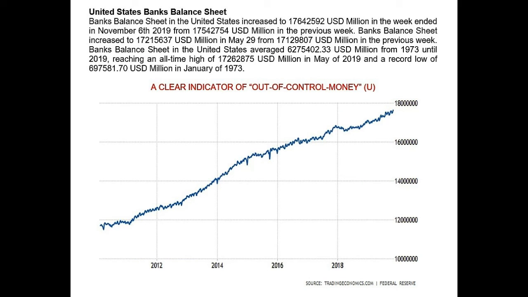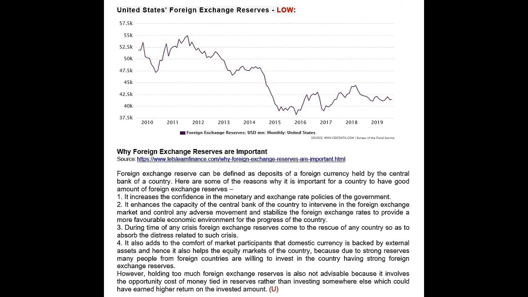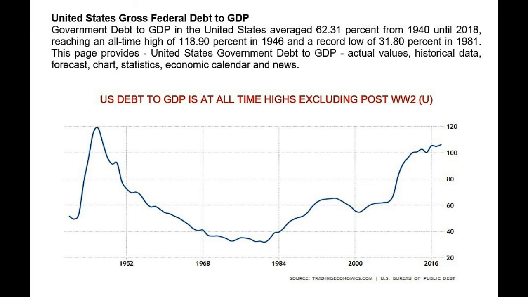This is the United States bank's balance sheet, not the Federal Reserve balance sheet, but the balance sheet of banks. Look where it's going. United States external debt, climbing. United States foreign exchange reserves are low. This is not a good sign. Since 2010, they've been steadily declining. US gross federal debt to GDP is almost as ugly as it was just after the Second World War. This graph during March and April is going to go vertical. If the US isn't careful, it's going to be competing with Japan.